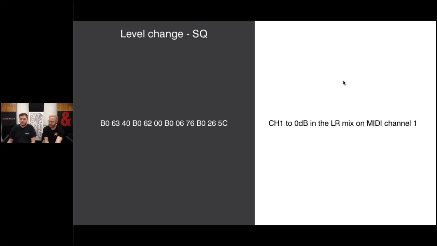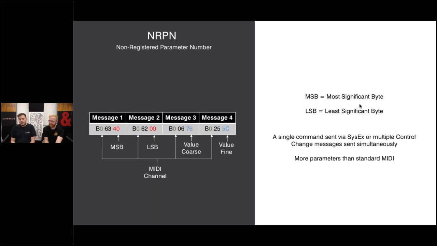NRPN could be sent via sysex, and in that sysex box, you might just put in all of the characters and it looks like one big message. You could also send it as multiple control change messages. In this instance, we're using 4 messages. On D Live, which we'll go through in a minute, it actually uses 3. Messages 1 and 2 are used for the MSB and LSB, which we spoke about earlier, and messages 3 and 4 are the coarse value and fine value.